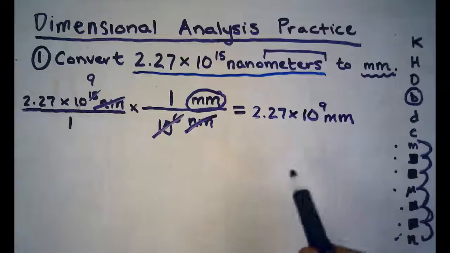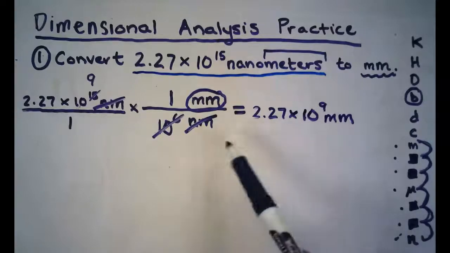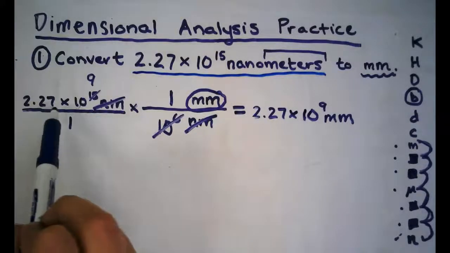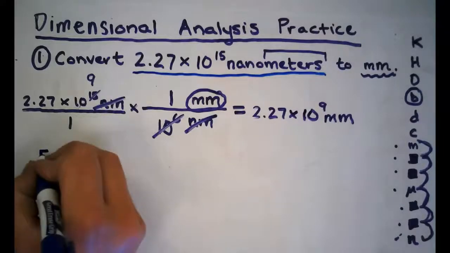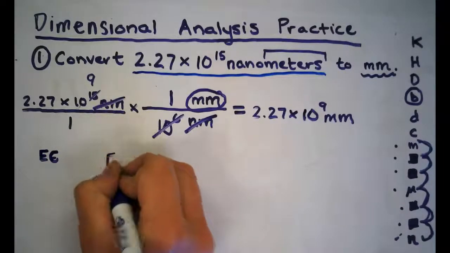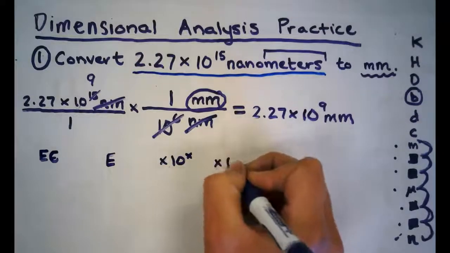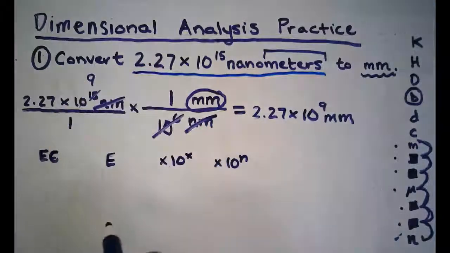Now, if you didn't understand what I did with the exponents just then, go ahead and just type this into your calculator. Type 2.27, hit the button, either it should say E or times 10 to the x, or maybe times 10 to the n. Hit that button and then put the exponent 15.